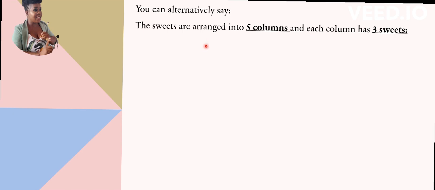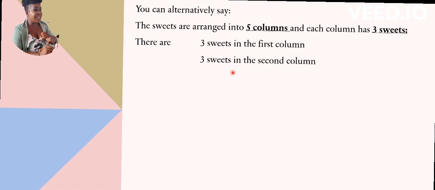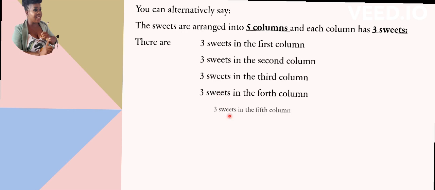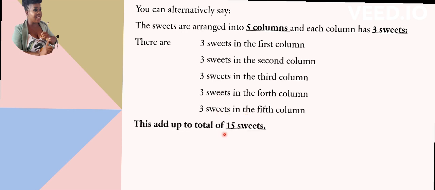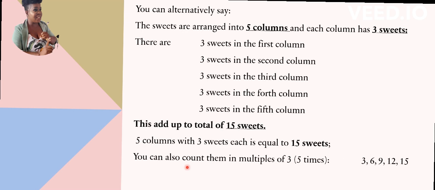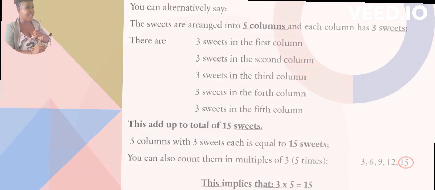You can alternatively say, the sweets are arranged into 5 columns and each column has 3 sweets. There are 3 sweets in the first column, 3 sweets in the second column, 3 sweets in the third column, 3 sweets in the fourth column, 3 sweets in the fifth column. This adds up to a total of 15 sweets. 5 columns with 3 sweets each is equal to 15 sweets. You can also count them in multiples of 3, 5 times. 3, 6, 9, 12, 15. This implies that 3 times 5 is equal to 15.